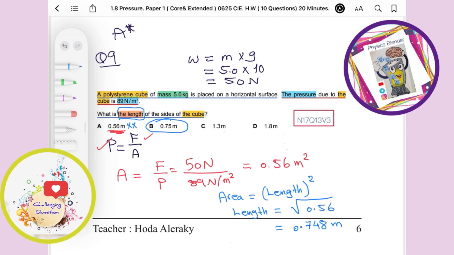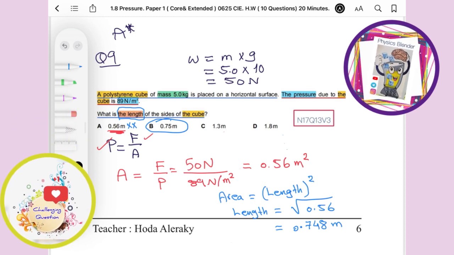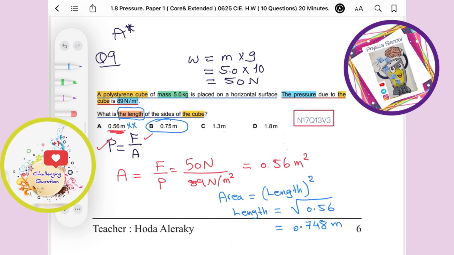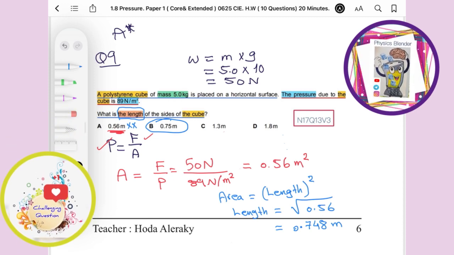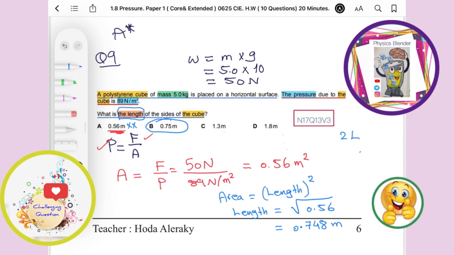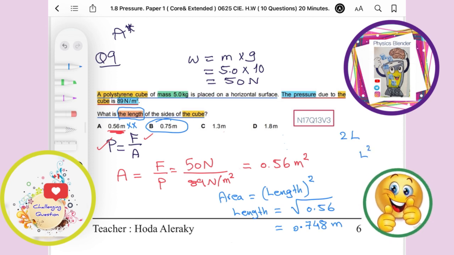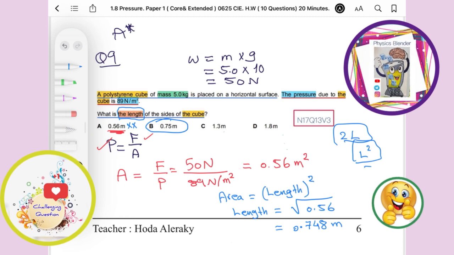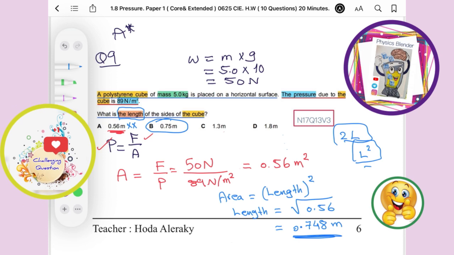Is it clear? One of the common mistakes, some students, they just divide area by 2. No, it's not the right answer. There is a difference between 2L and L squared. They are totally different. Okay? So your correct answer is 0.75 meters, which is B.